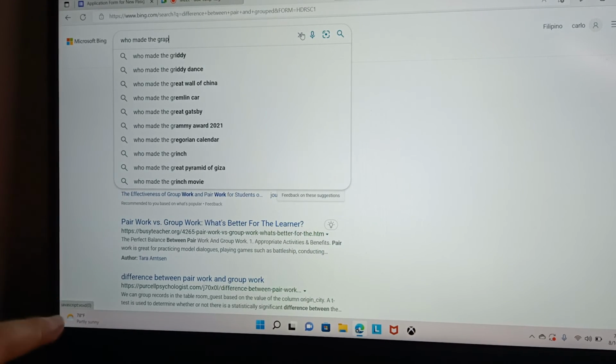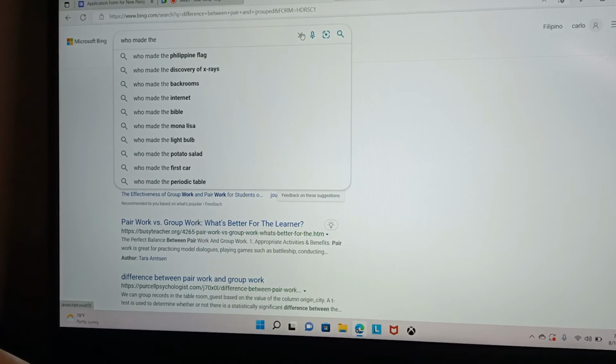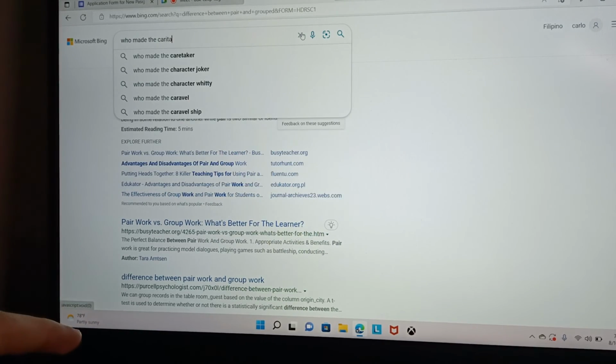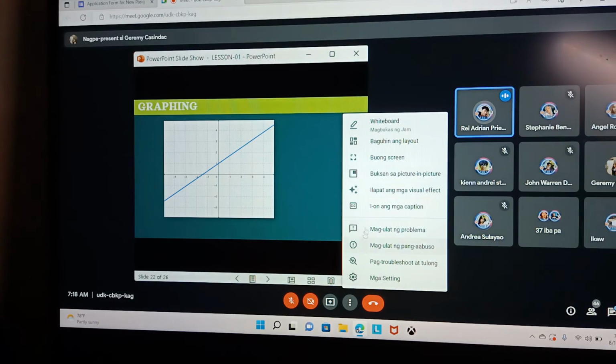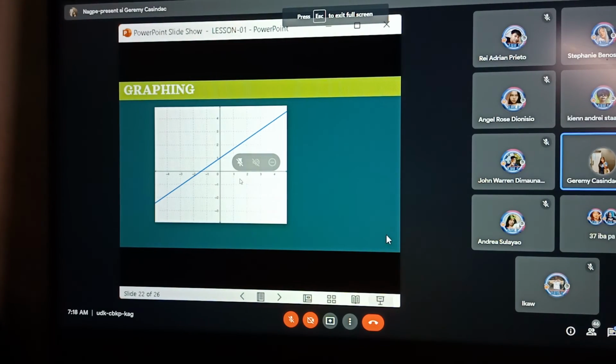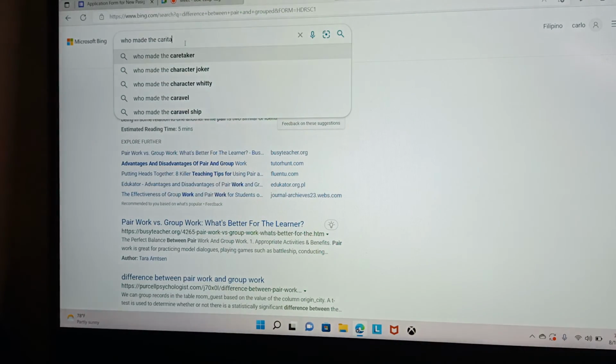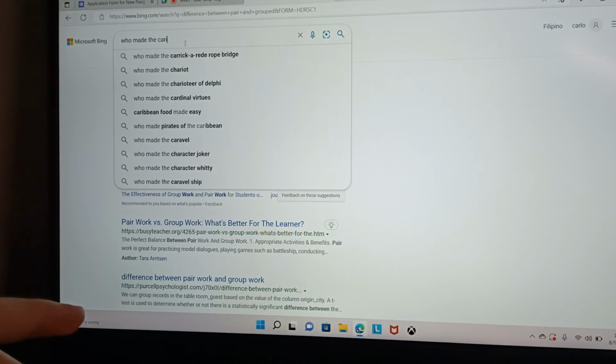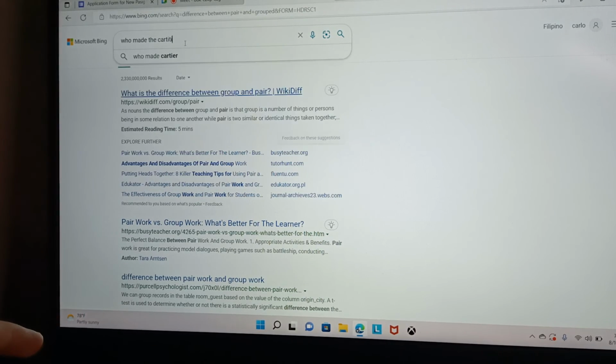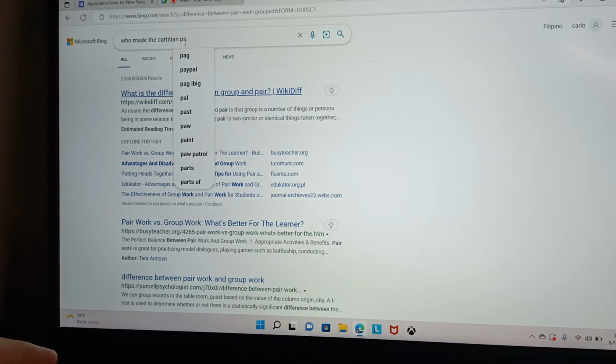Who made the Cartesian plane? Okay, go ahead, Ray, Adrian. William J. Kirchhoff? When it comes to the Cartesian plane, if we have quadrant 1, 2, 3, and 4, that is what you call a Cartesian plane, right?